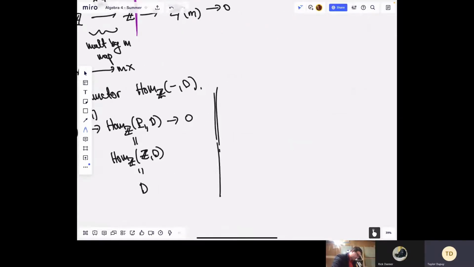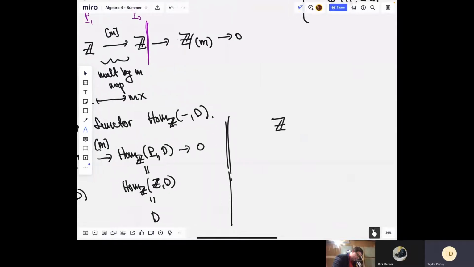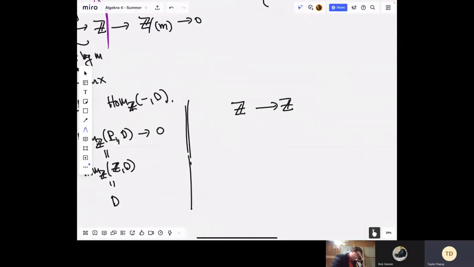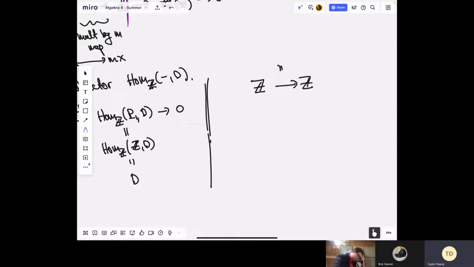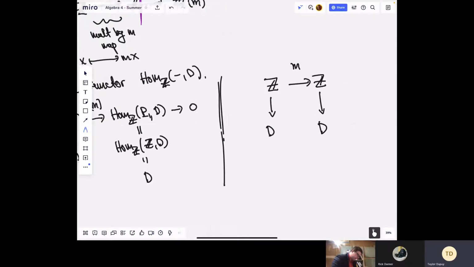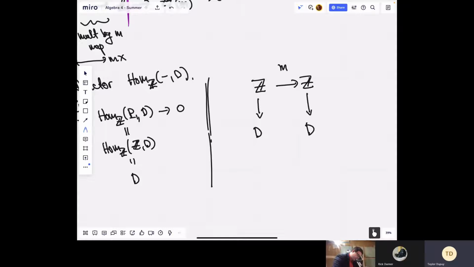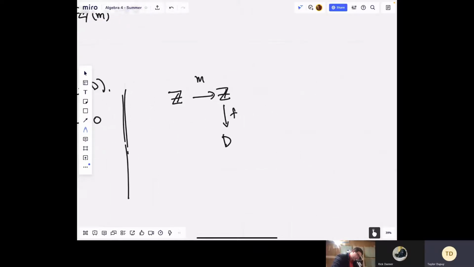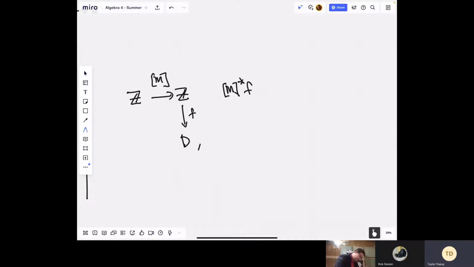So I have a map from Z to Z, and I'm looking for maps. This is multiplication by M. Then I'm looking at maps from here to here. So what is the map? I have a map from here to here, F, and I called this M. So M star. F here, I claim this is also just multiplication by F.